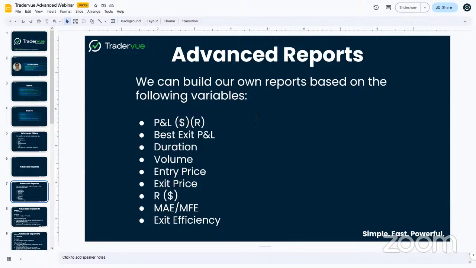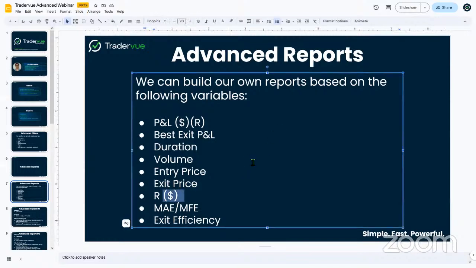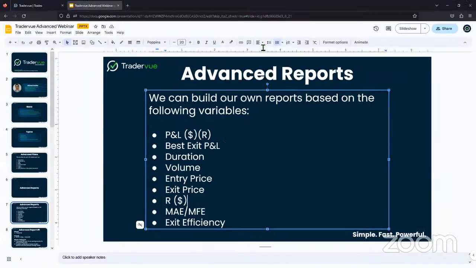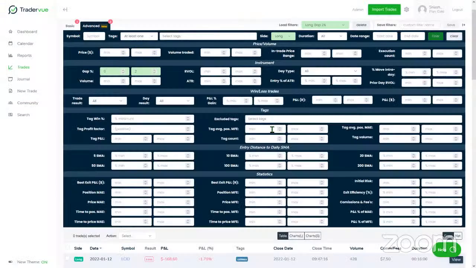So we have P&L in dollars and also in units, best exit P&L, duration, volume, entry price, exit price, also our units in dollars. We have MAE, MFE, so max adverse excursion, max favorable excursion, and exit efficiency. So let's get into the advanced reports.